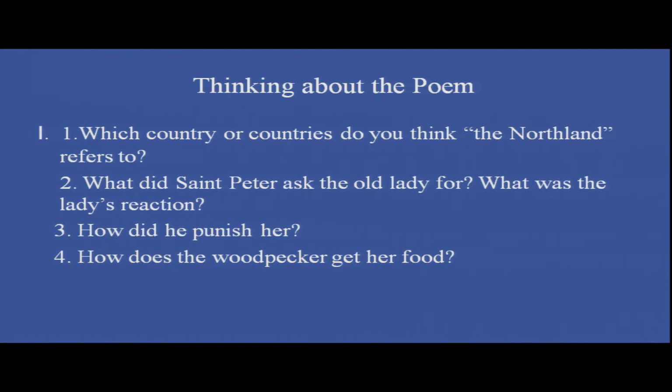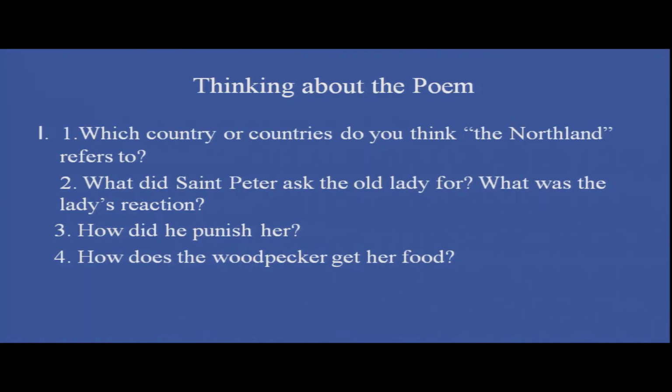What did Saint Peter ask the old lady for and what was the lady's reaction? He asked for a piece of cake as he was badly hungry and the day was almost over. So, he was in need of something to eat. And what was the lady's reaction? She was not very generous. She did not act generously and she was hesitant to give any kind of help.